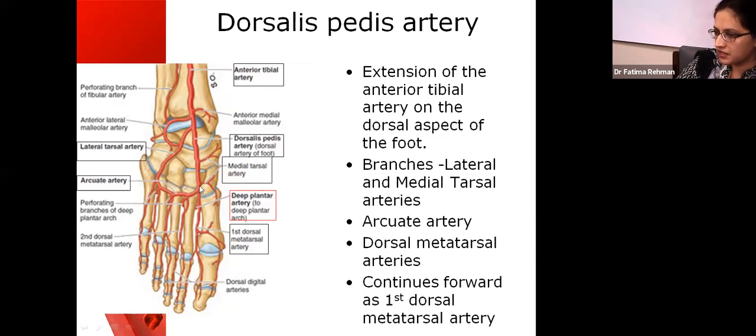The dorsalis pedis artery itself continues forward and it terminates at the first dorsal metatarsal artery, which is running at the level of the big toe.